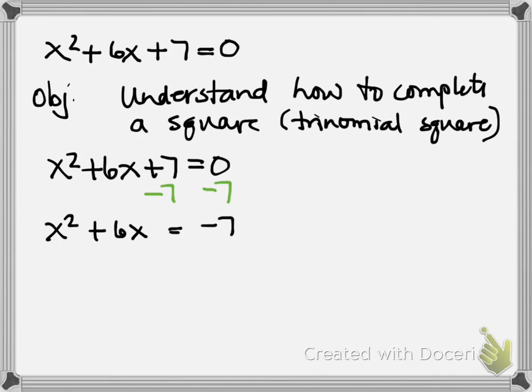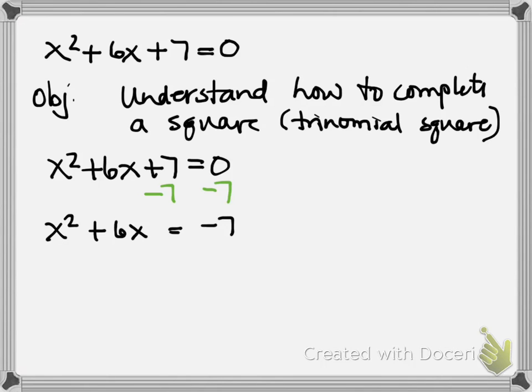So what I need to do now, to make it easiest to create a trinomial square, is to make sure that my quadratic term has a coefficient of 1. We're lucky that this problem does. If it doesn't have a coefficient of 1, we'll divide everything by that a value so that my front term does have a coefficient of 1.